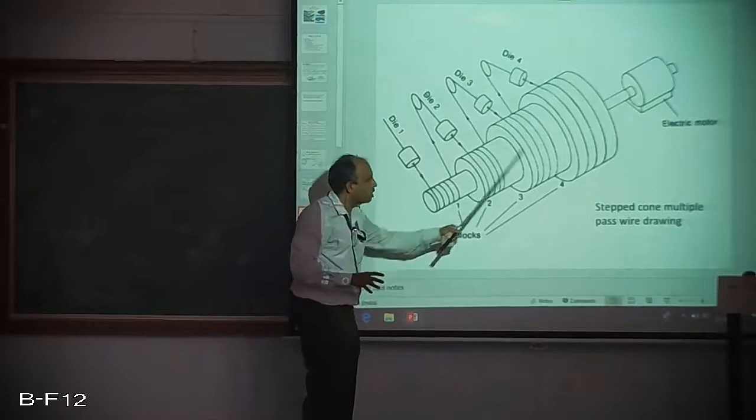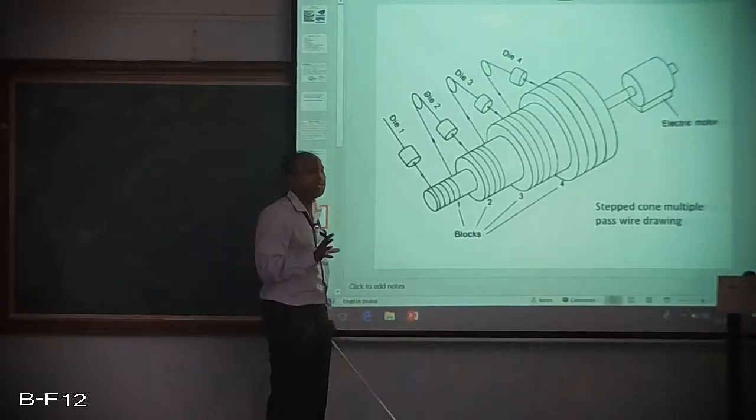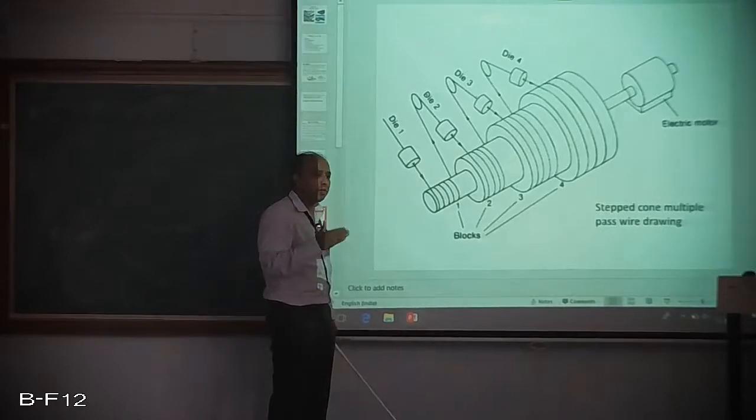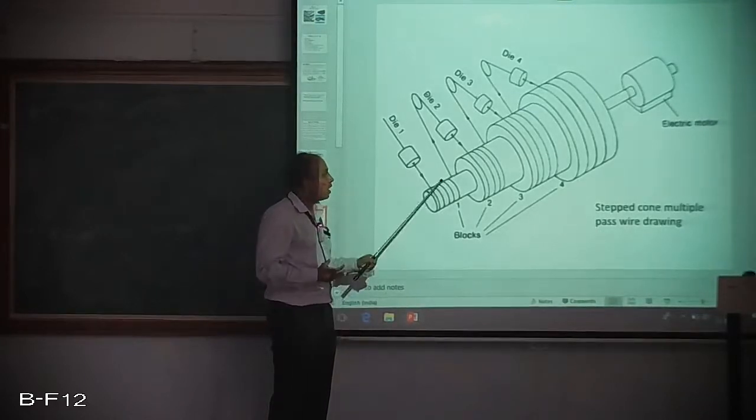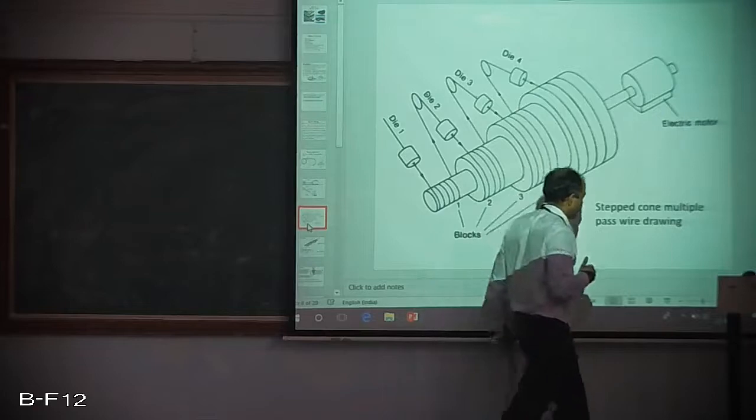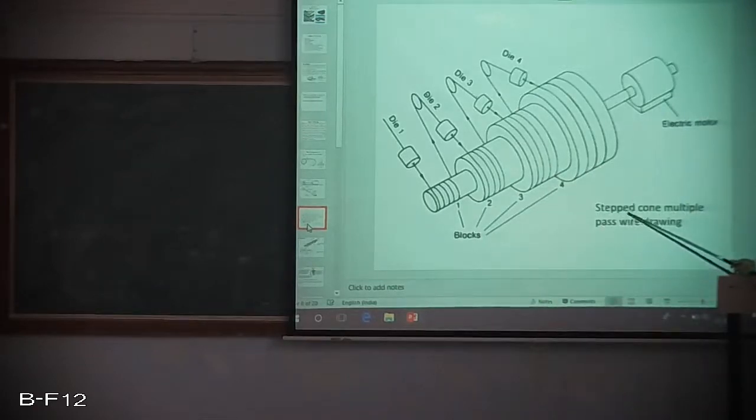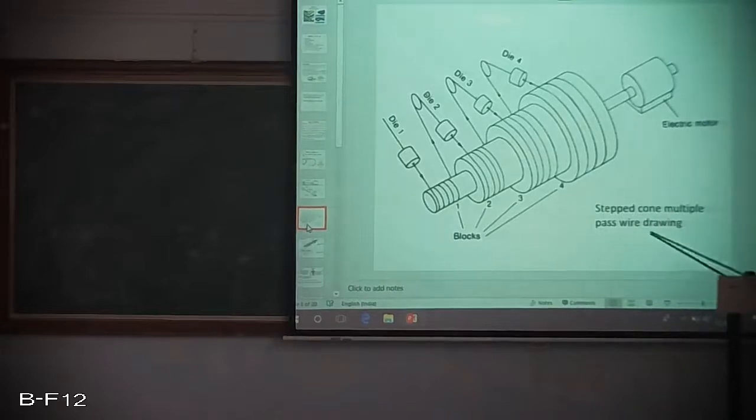So it is having a step pulley. The advantage here is that only a single motor can be used. Only mechanically, by having steps on a particular shaft, I can do those reductions. And it consumes lesser floor space also. So this particular equipment is called a stepped cone multiple pass wire drawing machine.